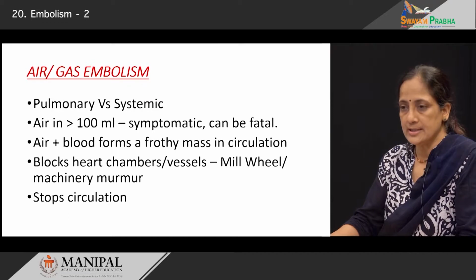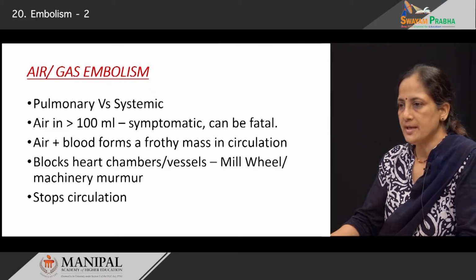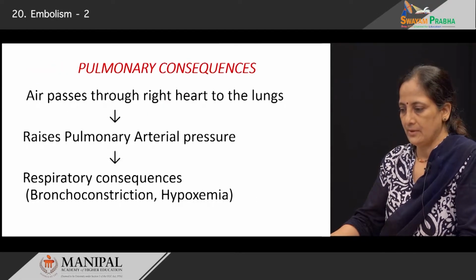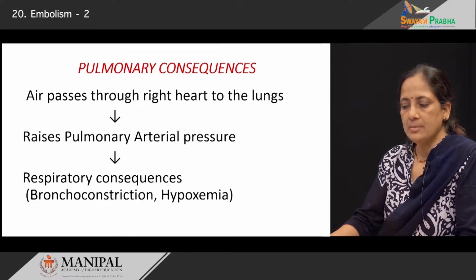Characteristically, on clinical auscultation, we hear a mill wheel or machinery murmur when such an air embolus is present in the heart chambers or the pulmonary vessels. It basically stops the outflow of the right heart, stops circulation, and therefore prevents venous return to the heart, resulting in heart failure. This in turn causes an increase in the pulmonary arterial pressure and respiratory consequences such as bronchoconstriction and hypoxemia.